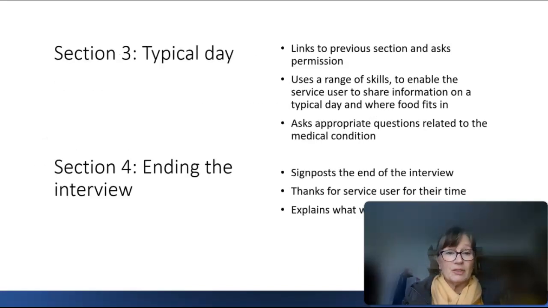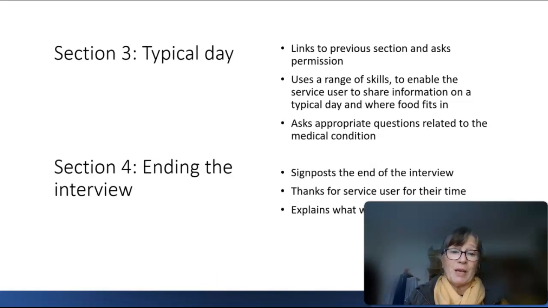Section 3 is a typical day. By the time we get to the formative assessment, you will have had a couple of opportunities to practice that, taking into account what you've learned in the morning and then adding that to your afternoon. So you're going to link the typical day to your consent. You're asking for permission for it. And you're going to use your range of skills. So this is your ability to ask appropriate questions, minimal encourages, verbal following, so that the service user knows you're with them and you're actually paying attention.